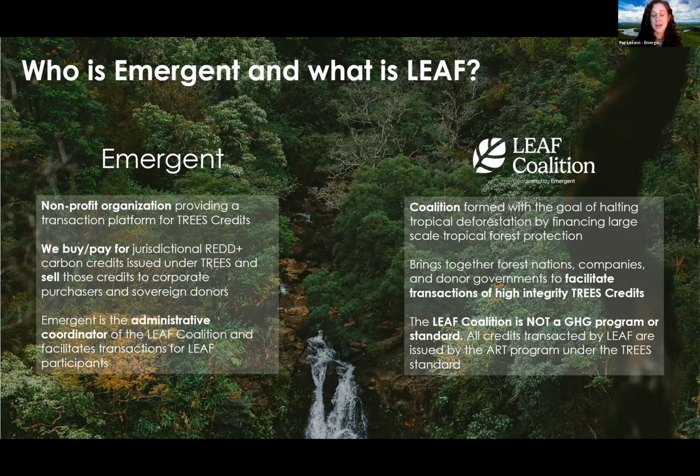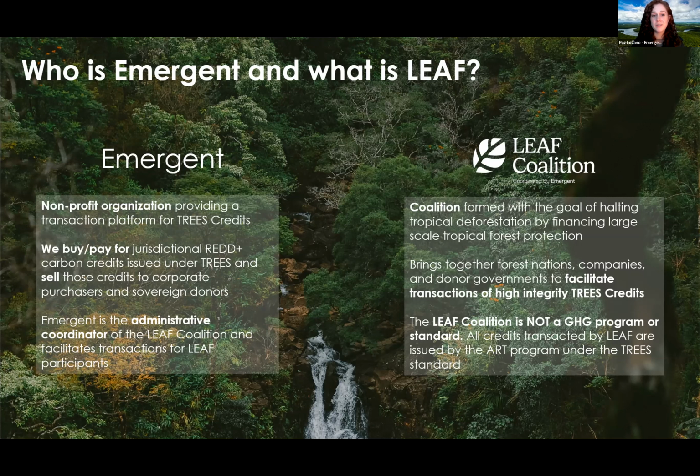The LEAF Coalition itself was formed in April of last year, and the goal is really to halt tropical deforestation by financing large-scale tropical forest protection. We are bringing together forest nations, companies, and donor governments to facilitate these transactions of high-integrity TREES credits.